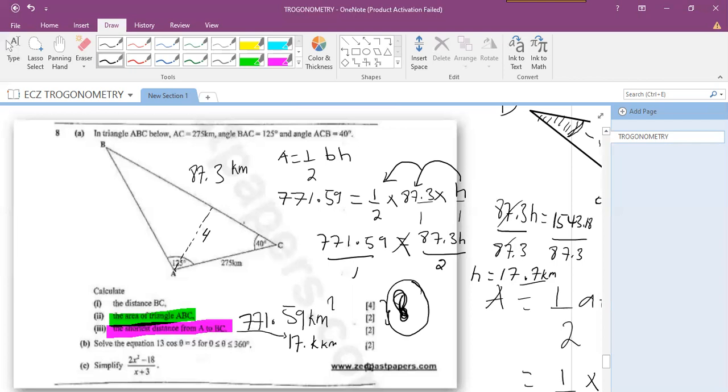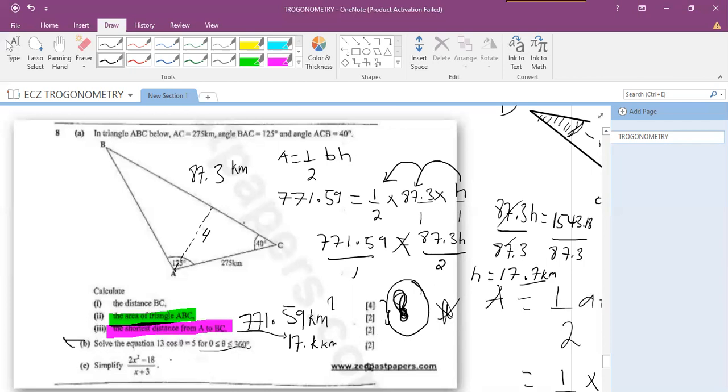You're going to encounter questions where you have to solve trigonometric equations, like solve the equation 13 cos theta is equal to 5 for this domain. Forget about these questions. I want you to focus on getting these 8 marks. Whether you're using your cosine rule, whether you're using your sine rule, make sure you get these marks without fail.